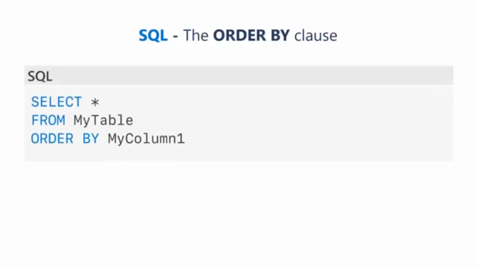If a query returns many rows, they don't necessarily appear in any specific sequence. If you want to sort the data, you can add an order by clause. The data will be sorted by the specified column. In this example, the order by clause is placed after the from clause in the query.